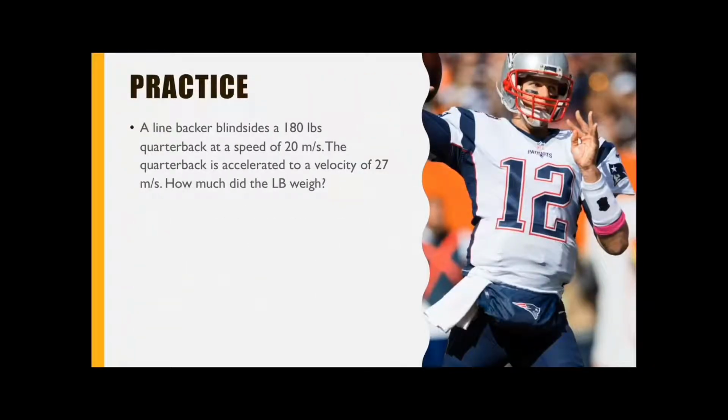So let's do some practice. If a linebacker blindsides a 180-pound quarterback at a speed of 20 meters per second, the quarterback is accelerated to a velocity of 27 meters per second. So how much did the linebacker weigh? Well, remember our equation is m1v1 equals m2v2. So m1 stands for mass 1, velocity 1. Mass 2, velocity 2.